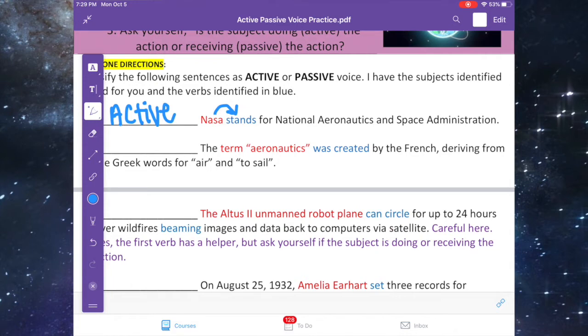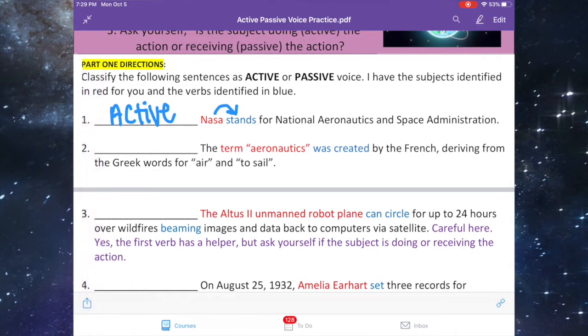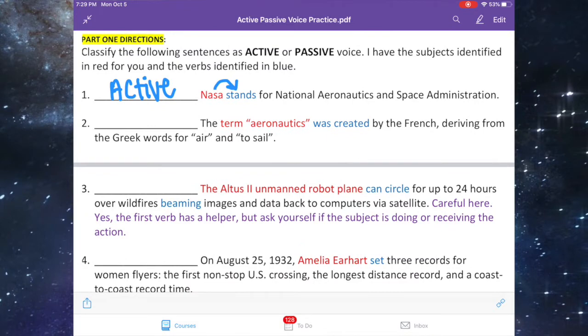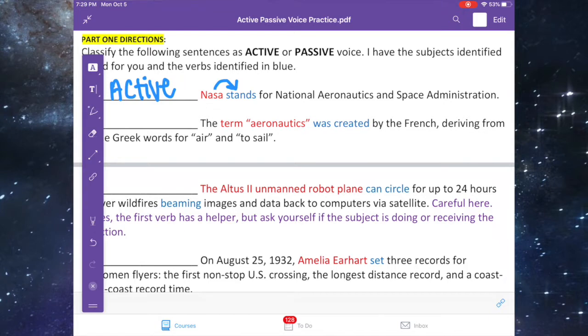Active. Number two, the term aeronautics was created by the French, deriving from the Greek words for air and to sail. Here we can see a couple things. We have a helping verb, was, and a main verb, created. The term isn't creating something, it's being created by the French. Here we have the doer. So notice we have two verbs working together as one, and the subject is receiving the action. This is an example of a passive voice sentence. Passive.